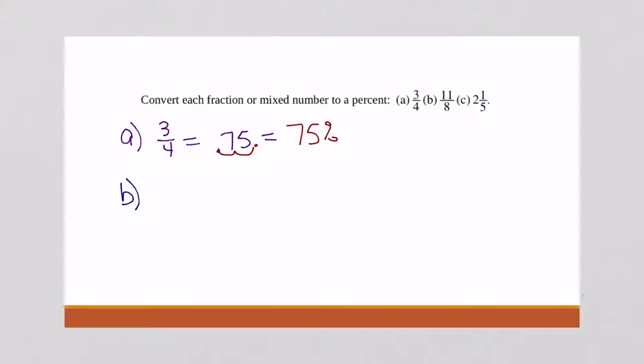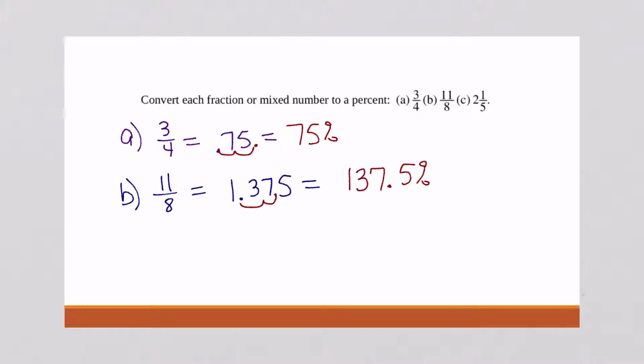On part B, 11/8. On my calculator, I would type in 11 divided by 8, and I get 1.375. Now, to turn that into a percent, I scoot the decimal to the right 2 places. So the decimal is going to go between the 7 and a 5. So I would have 137.5%.